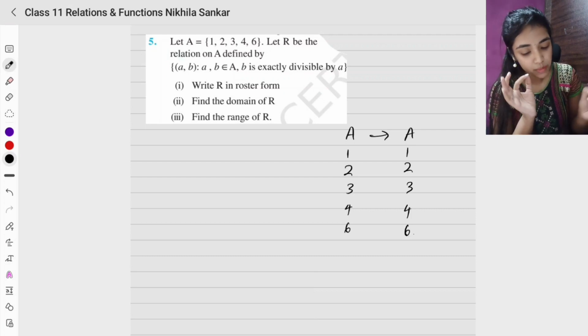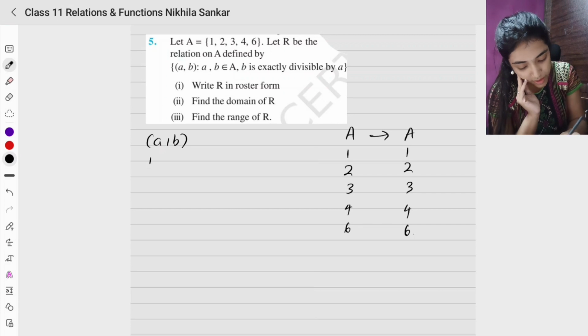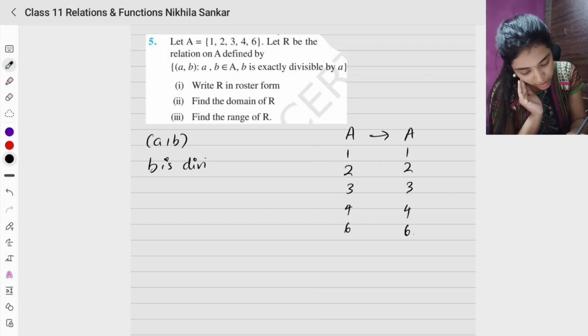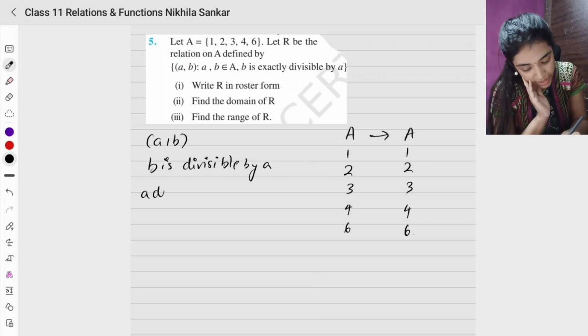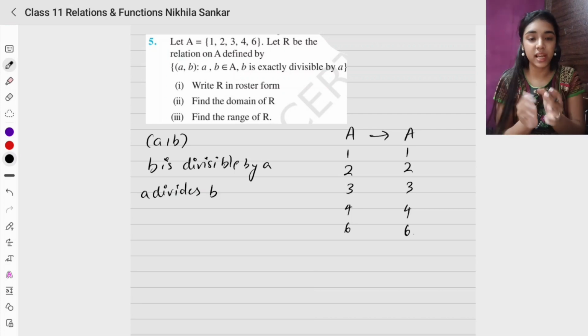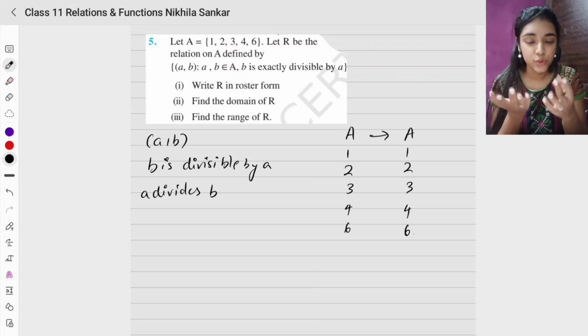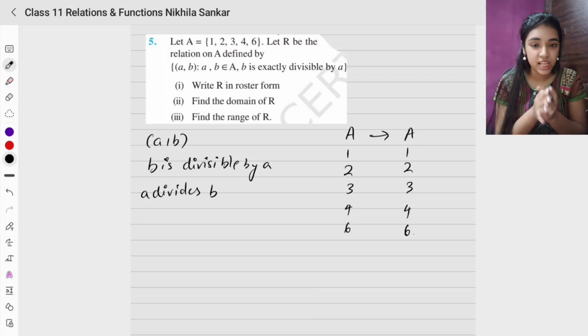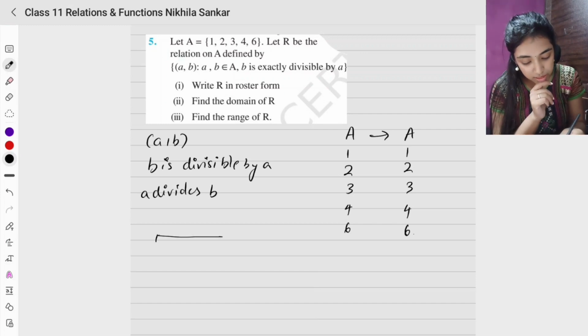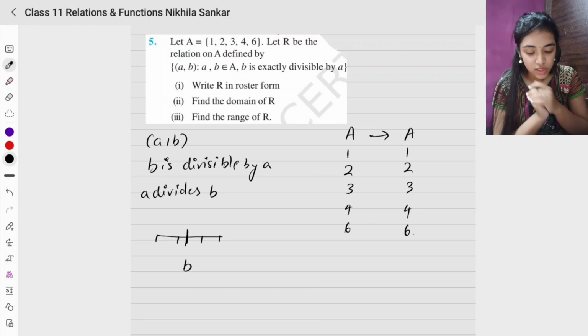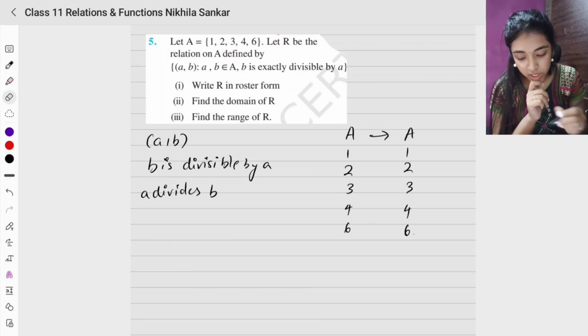Okay, now divisible by a. b is exactly divisible by a. It means a divides b. That is the meaning. b can be divided. You can divide b. b is divisible. So b is divisible by a means a divides b. So for example, you have 3. b is going to be 3. a can be 1 centimeter each, or it can be 1.5 centimeter each. Correct? So can you divide like this? This is how we are going to see this particular example.